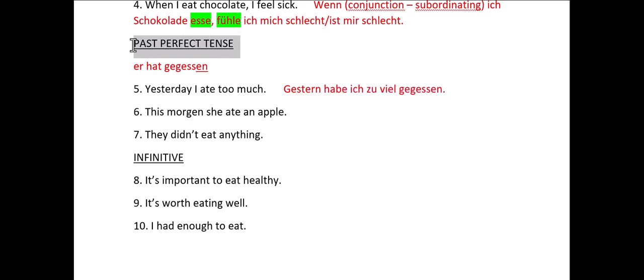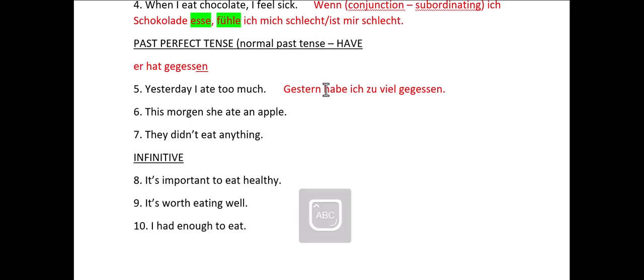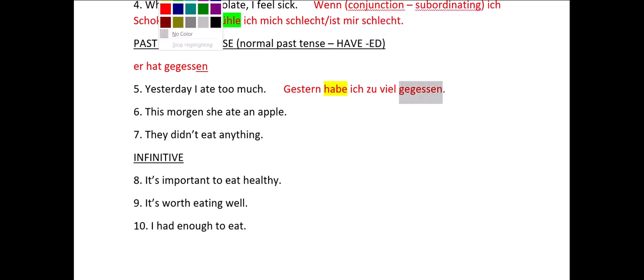So in the past perfect tense, which is the normal past tense in German, we need two elements. We need the have and then the ed form. The have is here. It's the first verb in the sentence. And then the second part, which is the ed form, the past participle, we're going to put right at the end of the sentence, gegessen, and I'm going to make that green to indicate that it's in the last position there.